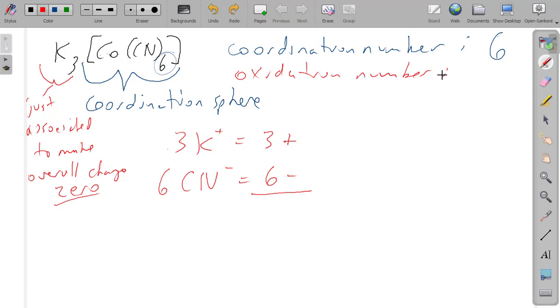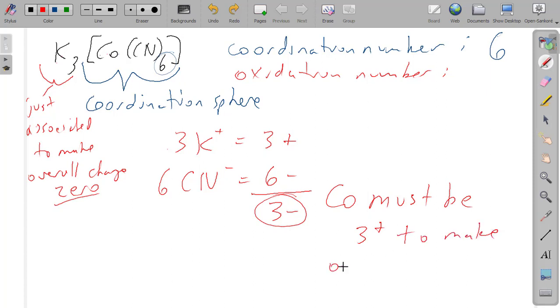So the oxidation number is going to be the result, the difference, between any electrostatic ions, whether they're cations, or if this overall was positive, there would be anions to make it all 0, and we'll see that. All right, but the 3 potassiums and the 6 cyanos end up being overall 3 negative. This means that the cobalt must be 3 plus to make the overall equal to 0.